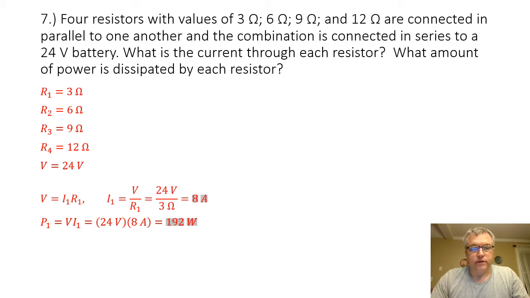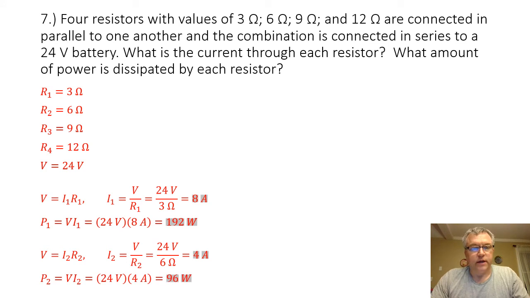We'll follow the same procedure for the second resistor. So for the current through the second resistor, I know the voltage, 24 volts, has to be divided by the resistance of the second resistor, 6 ohms. 24 divided by 6 is going to give me a current of 4 amps through the second resistor. And the power dissipated by the second resistor is going to be equal to the voltage times the current of the second resistor. So 24 volts times 4 amps is going to give me 96 watts of power.